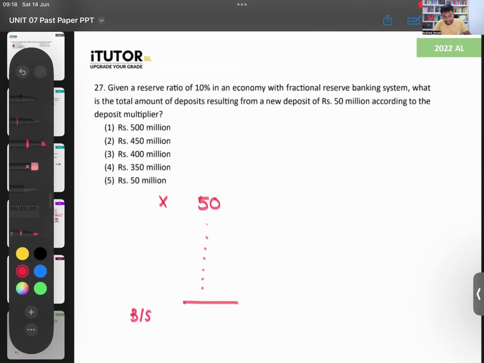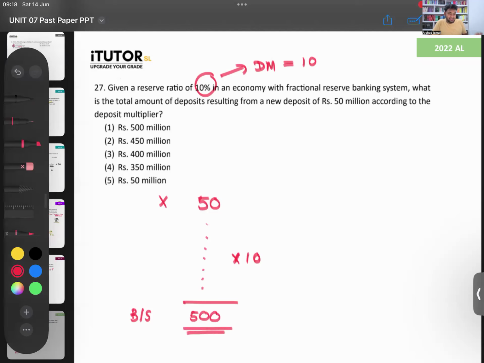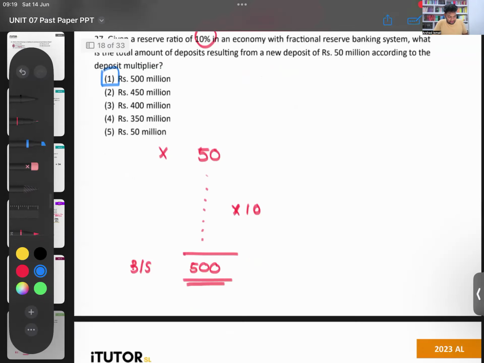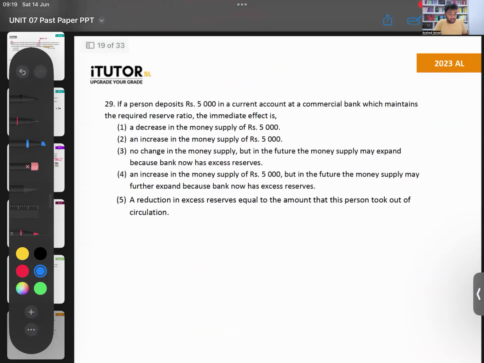So how much total deposits will be there in the banking system? If your SRR is 10%, how much is your deposit multiplier? 1 over 0.1 is 10. So then this 50 would be multiplied by 10. How much total deposits would be there in the banking system? Total deposits in the banking system would be 500. So simple as that. So the answer is 500. Done. Then the next one, 2023, question 29.